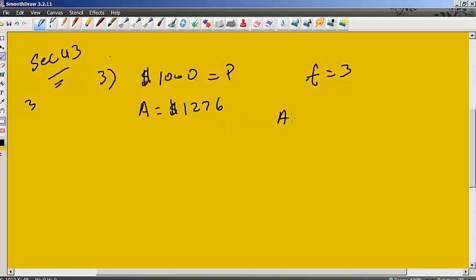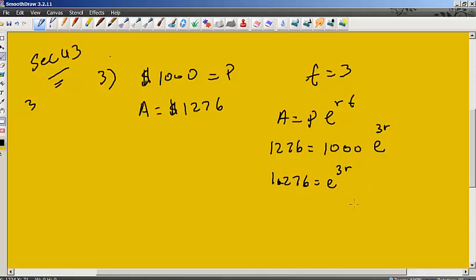A is equal to P-E-R-T, and plug in everything that you have. I have my A, which is 1276, I have my P, which is 1,000, and E is raised to the power of, I don't know what the rate is because that's what we're trying to find out, times 3, so 3r, because time is 3. I'm going to divide both sides by 1,000, so that's going to give me 1.276 is equal to e to the 3r.